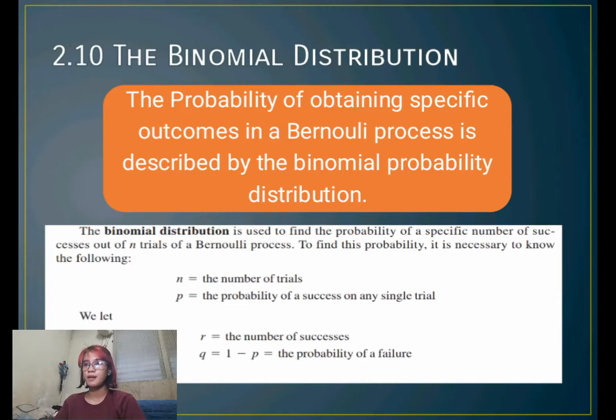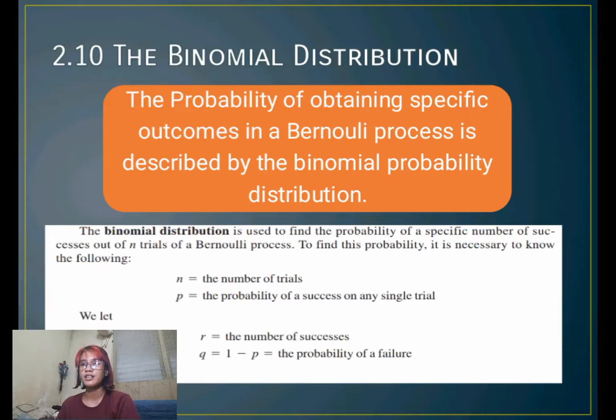Many business experiments can be characterized by the Bernoulli process. What is this Bernoulli process? The probability of obtaining specific outcomes. This process is described by the binomial probability distribution, which is our topic. And in order to be a Bernoulli process, an experiment must have the following characteristics.